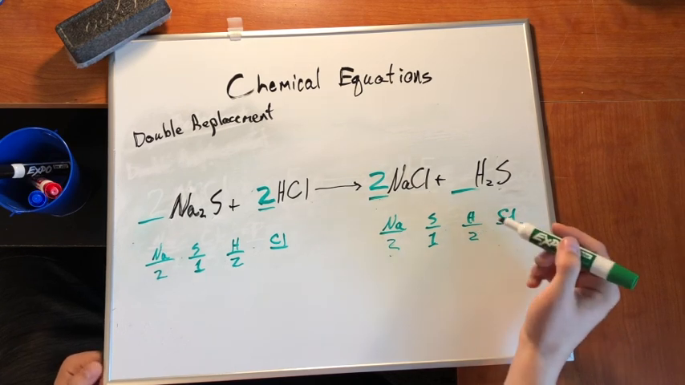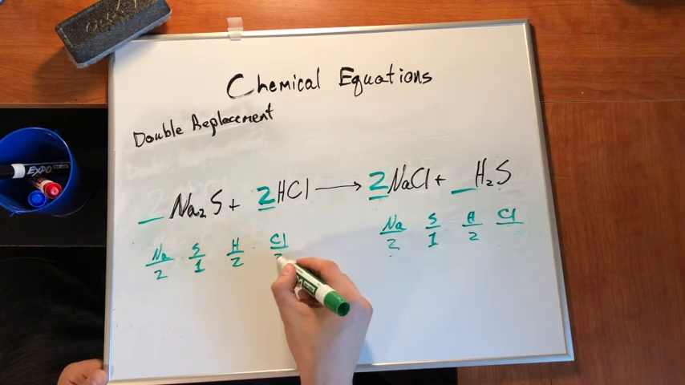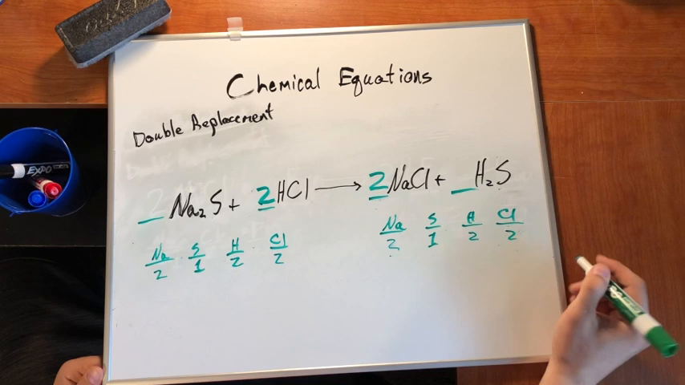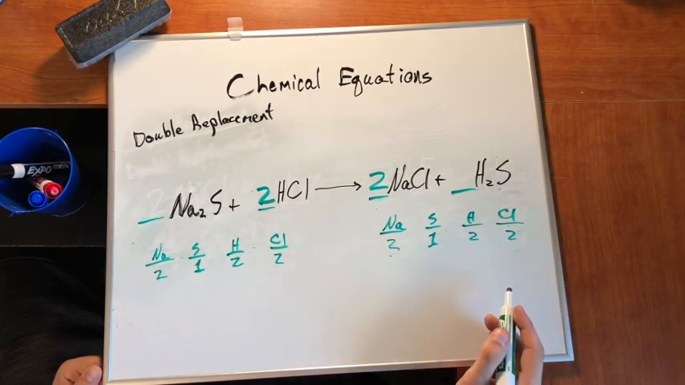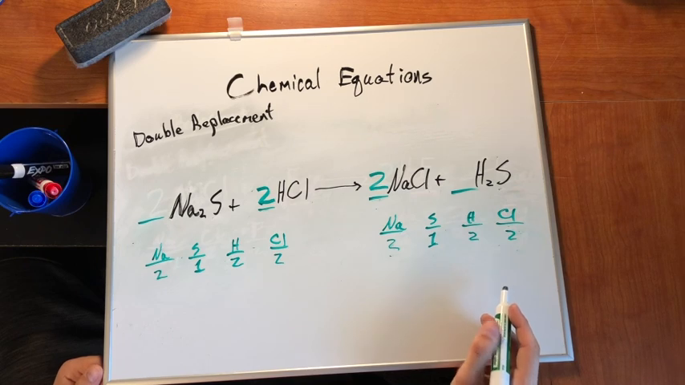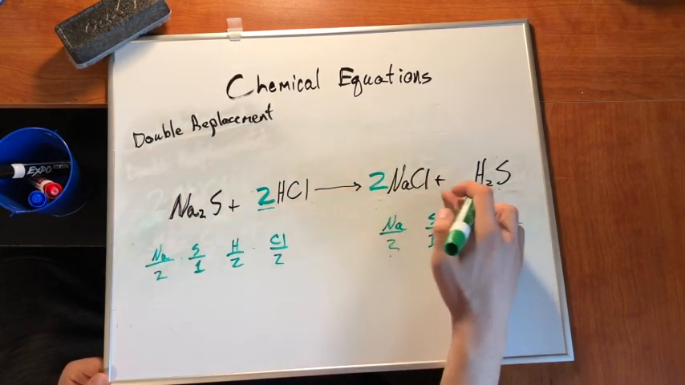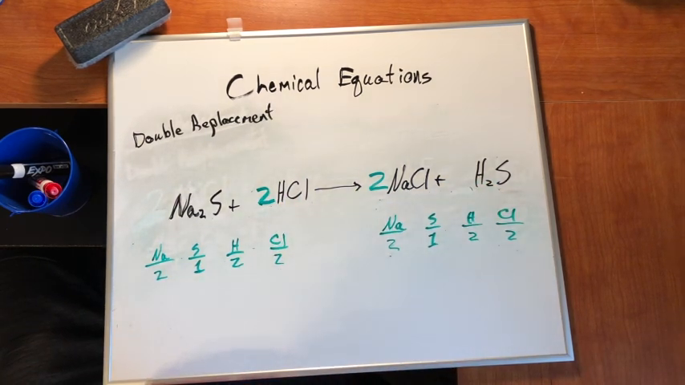Okay, now let's take out our chlorines, and they should also be balanced. I have 2 chlorines here, and I have 2 chlorines on this side as well. Okay. 2 sodium, 1, 2, 2. Everything is balanced now, I believe. So my coefficients are going to be 1, 2, 2, and just 1. So that's an idea of balancing double replacement reactions.